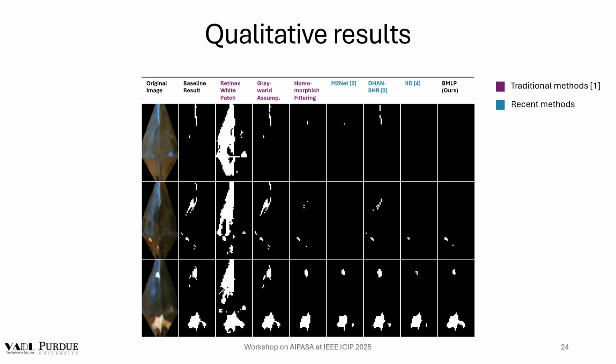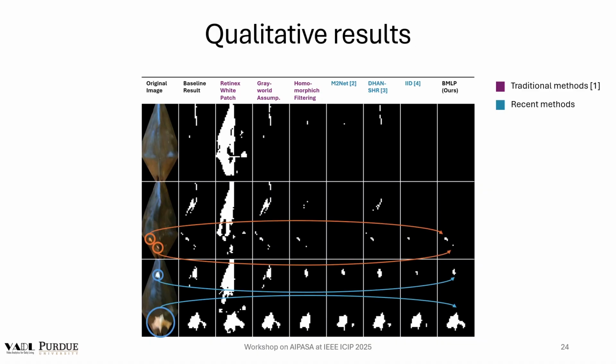In the second row, only our method identifies the two white patches on the bottom of the cow while correctly negating all specular highlights. In the third row too, only our method correctly identifies the top white spot while also identifying the bottom white patch as a single connected component.